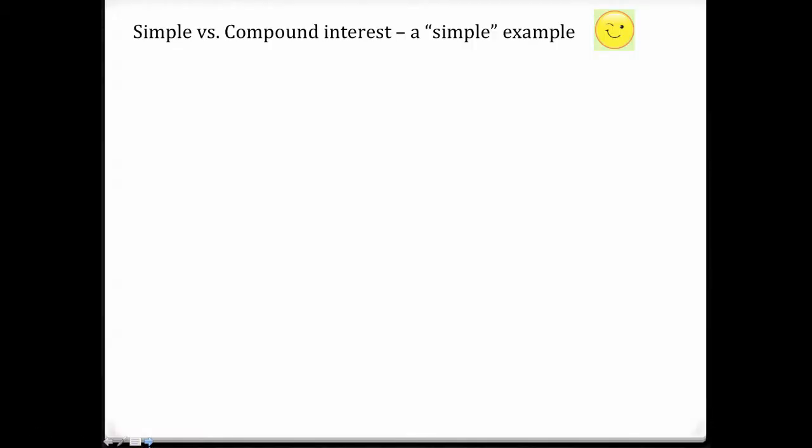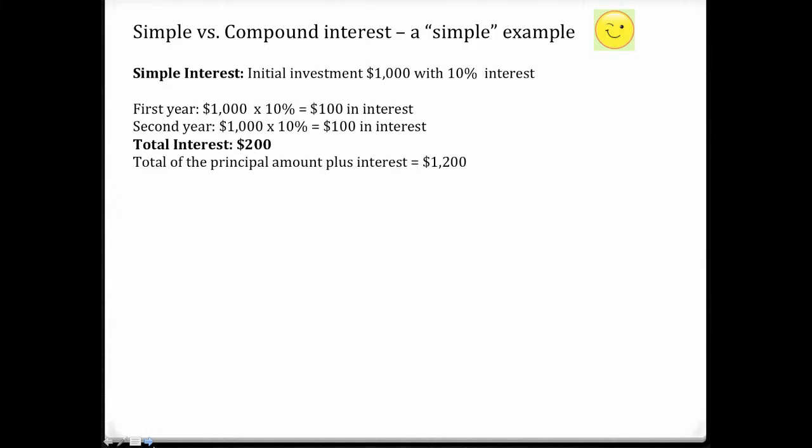Okay, I've got a simple example for you of the difference between simple and compound interest. I do hear a couple of snickers, yes? All right, so I've got this example with an initial investment of $1,000, and I'm going to earn 10% interest. And no one gives 10% interest anymore, but we're going to pretend for the moment.